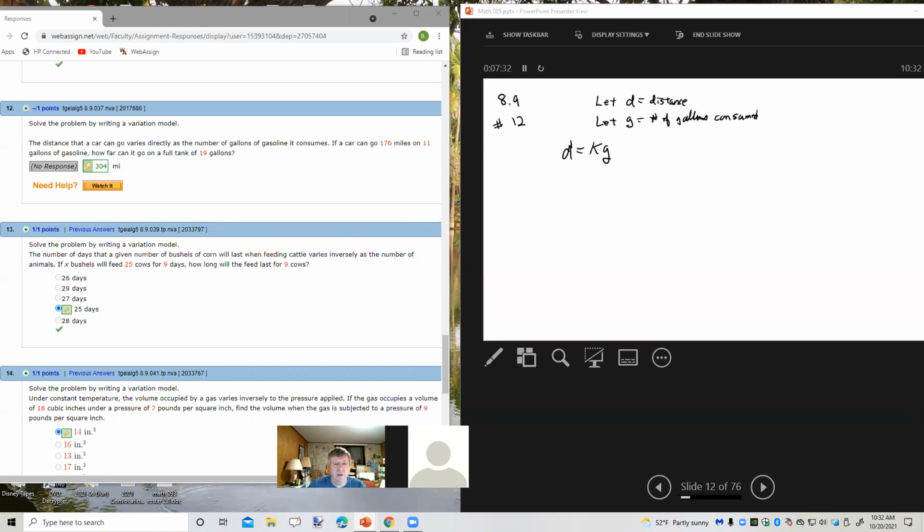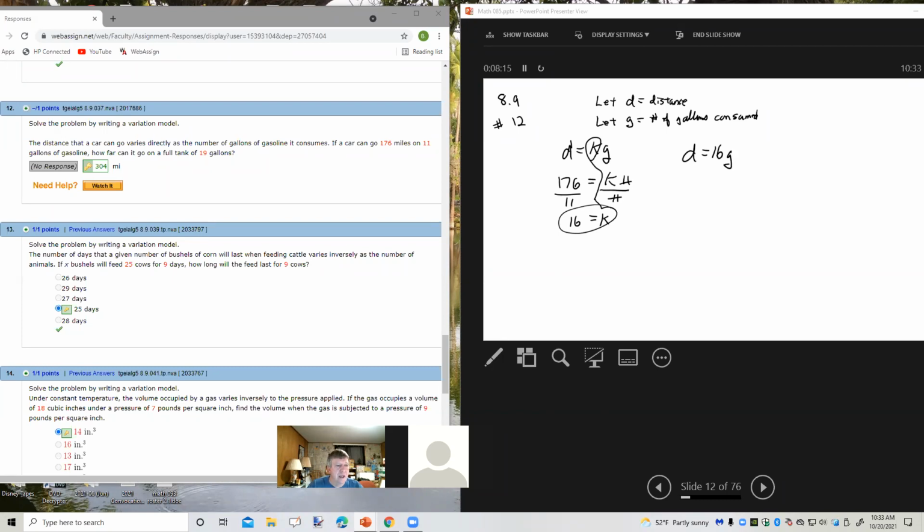Okay. If a car can go 176 miles on 11 gallons of gasoline, how far can it go on a full tank of 19 gallons? So initially we have 176 equals K times 11. So let's solve for K. K equals, let's see, what is 176 divided by 11? Okay, 176 divided by 11 is 16. All right, so now that's going to go up here, giving us D equals 16G.